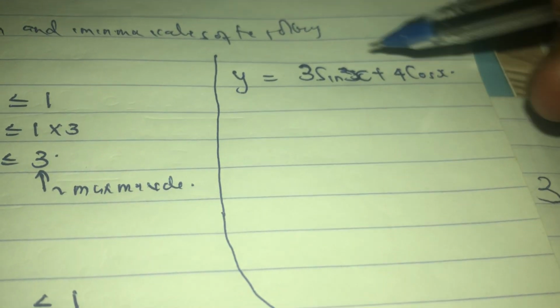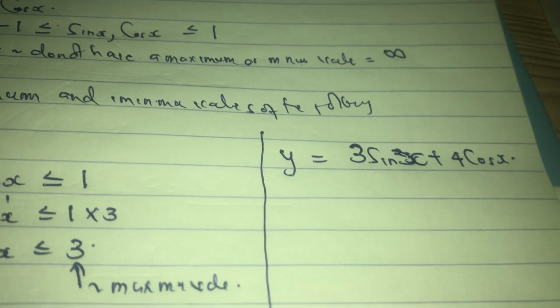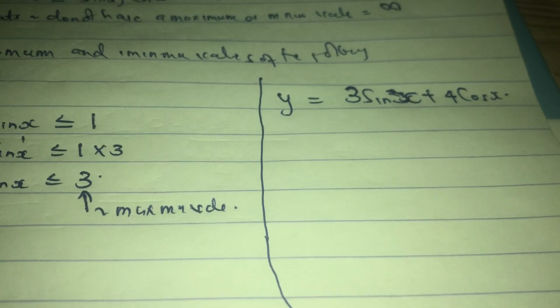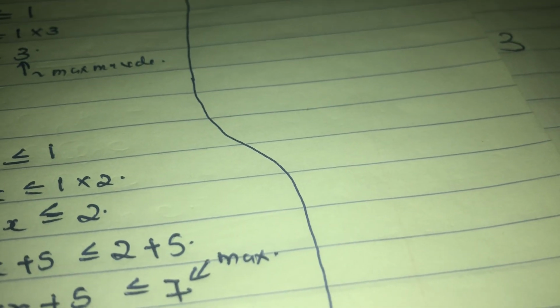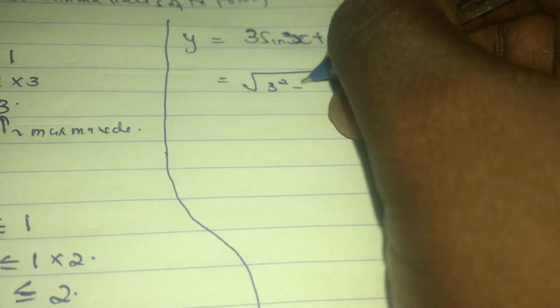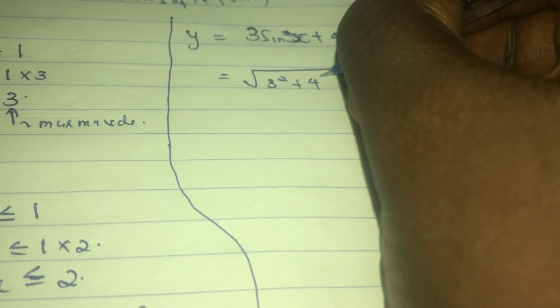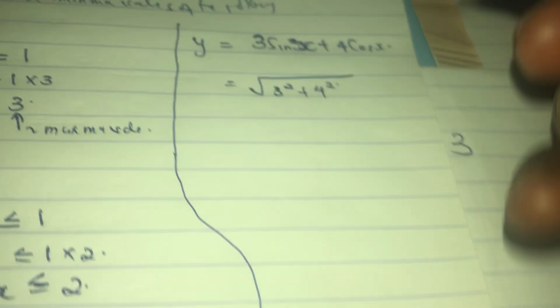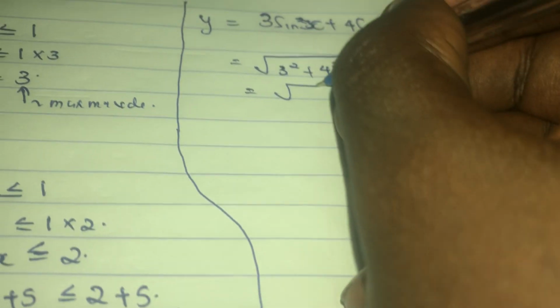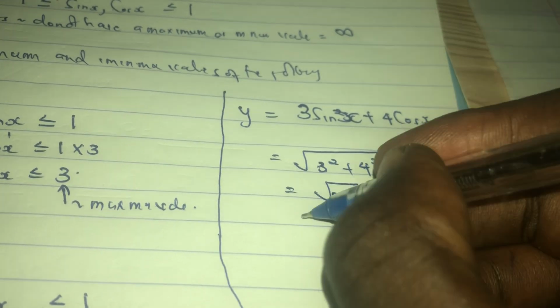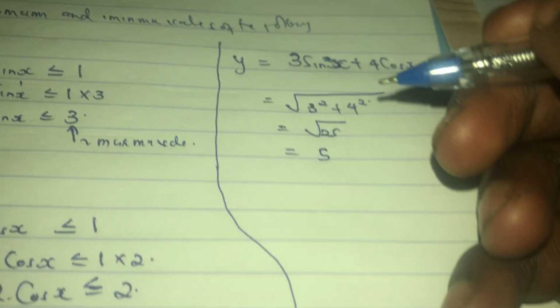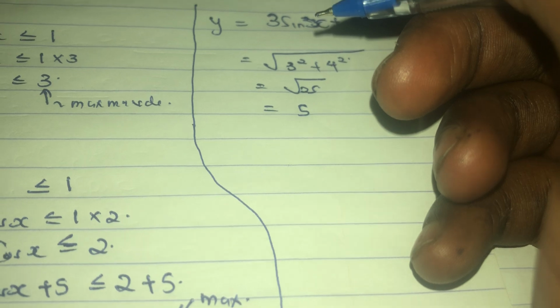Now for such an instance, the first thing you have to do is get what we call the hypotenuse. To get the hypotenuse in this case, you take the square root of 3 squared plus 4 squared. Are we together? So that gives you the square root of 25, because 9 plus 16 is 25, and the answer is 5. Are we together?